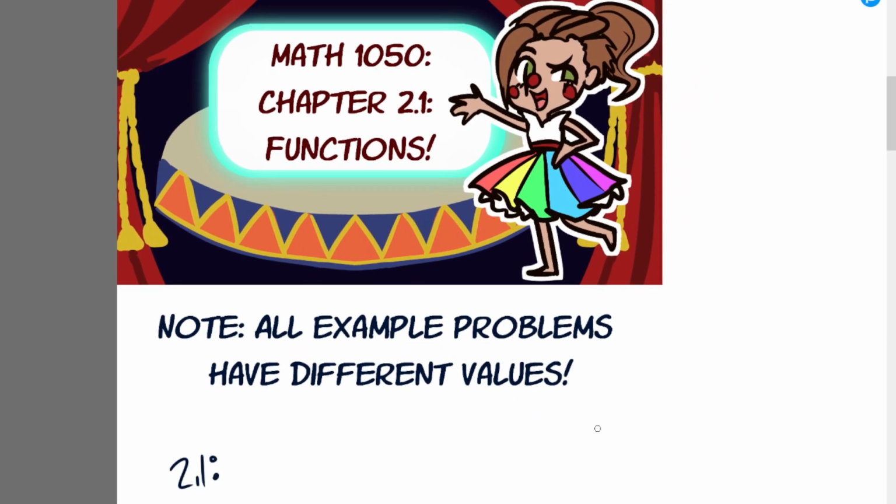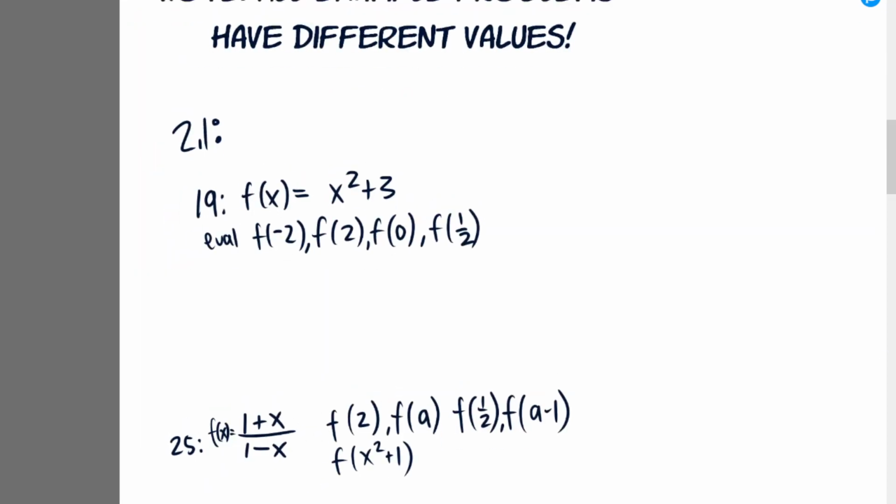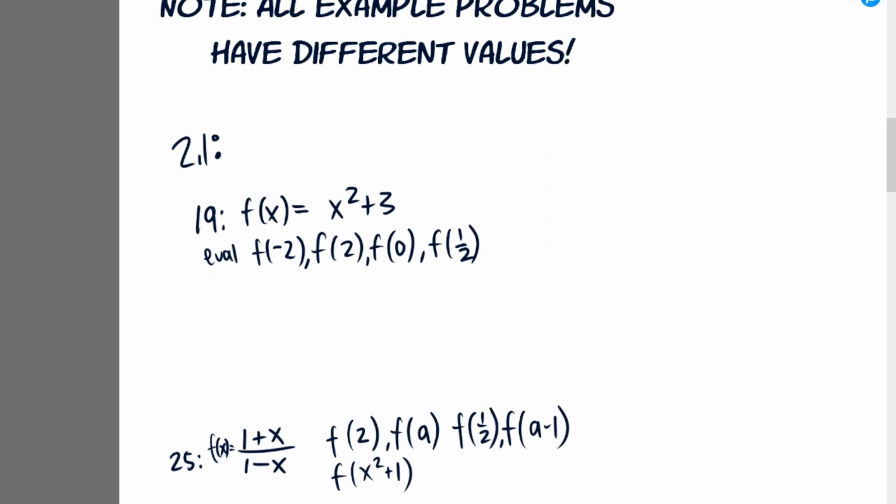Again, I will say, as in other previous videos, for 1050, all of the problem numbers are going to be different, like the values. Hopefully I'll have access to the WebAssign so I can copy and paste pictures instead of trying to look at the book, because it's kind of a pain in the butt to do it this way. But for now, we'll just work on this. Let's hop right into it.